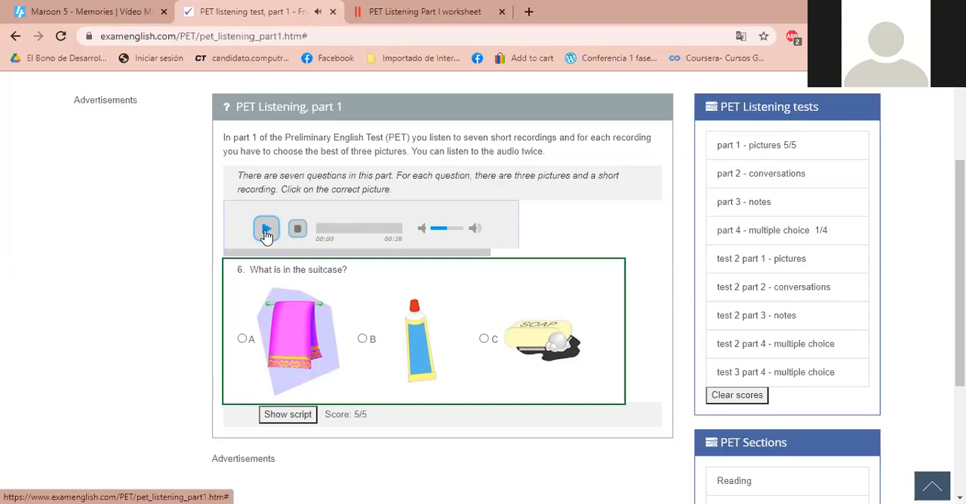Okay, guys, tell me, which is the object in the suitcase? A, B, C? Okay, we have one B, B, B again, B. What do you think, A, B, or C?